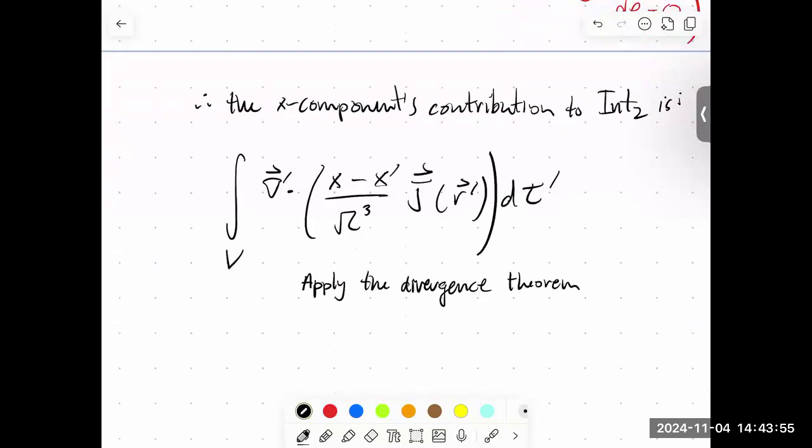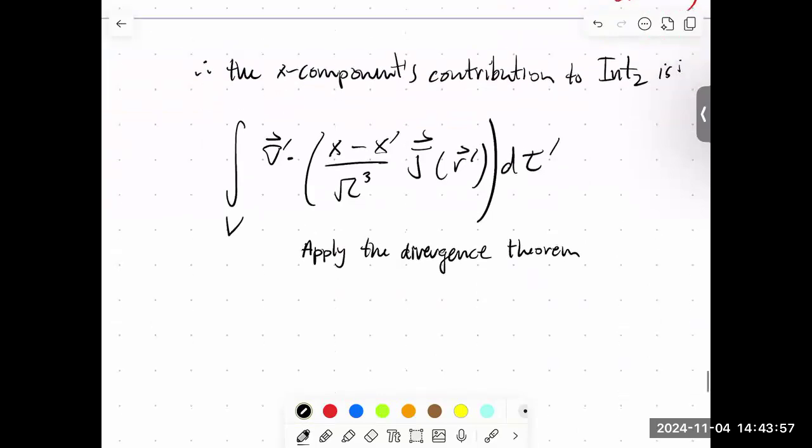Okay, so what happens when we apply the divergence theorem? We end up getting a surface integral of all of this stuff that's inside. So it's (x minus x prime) over script r cubed, J of r prime, and now it's this dA prime. All right.